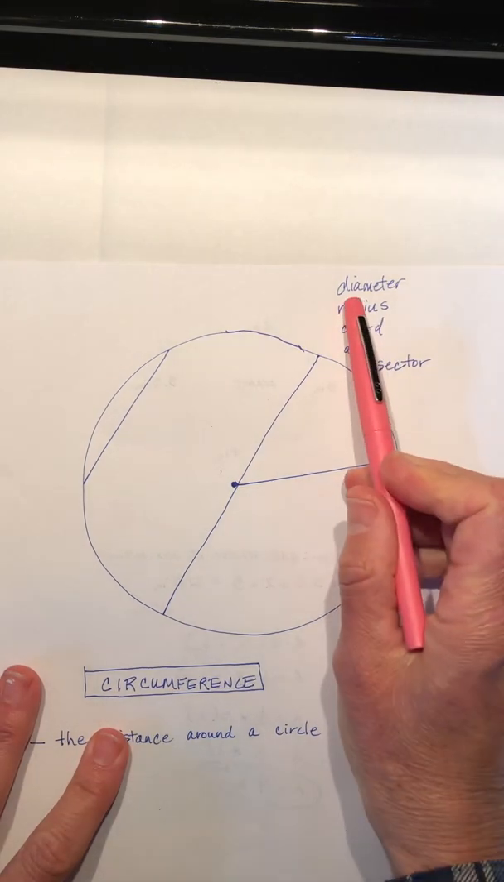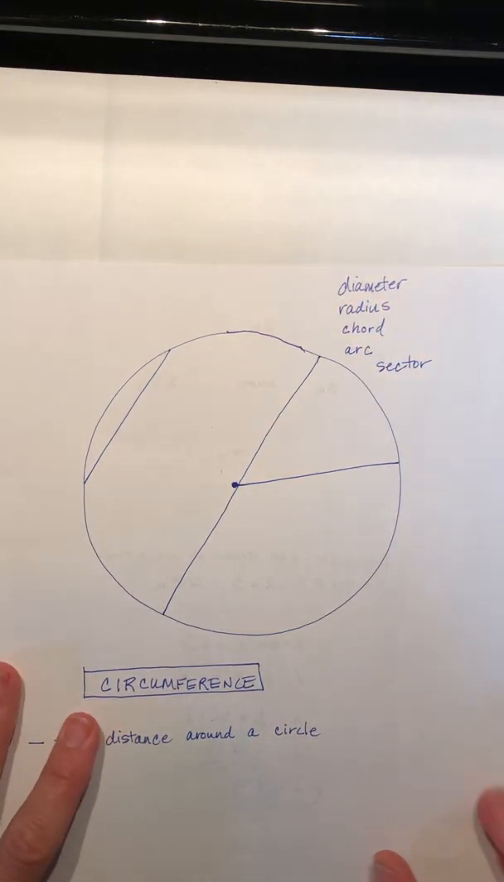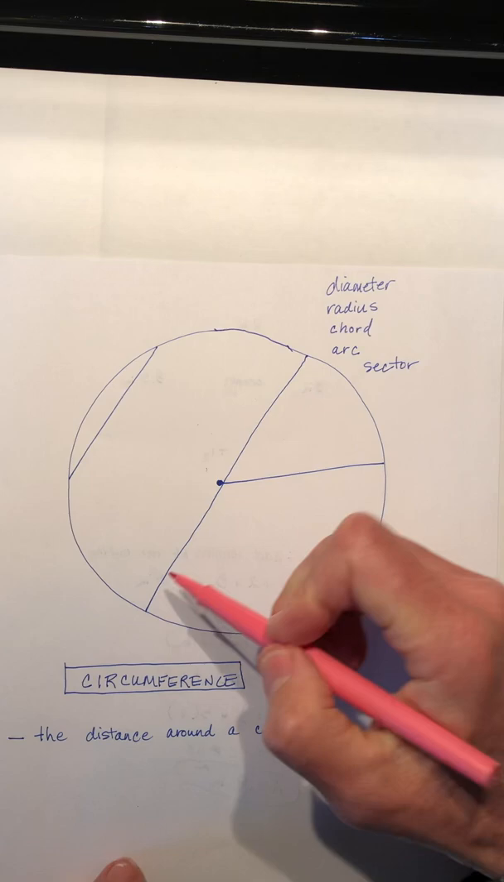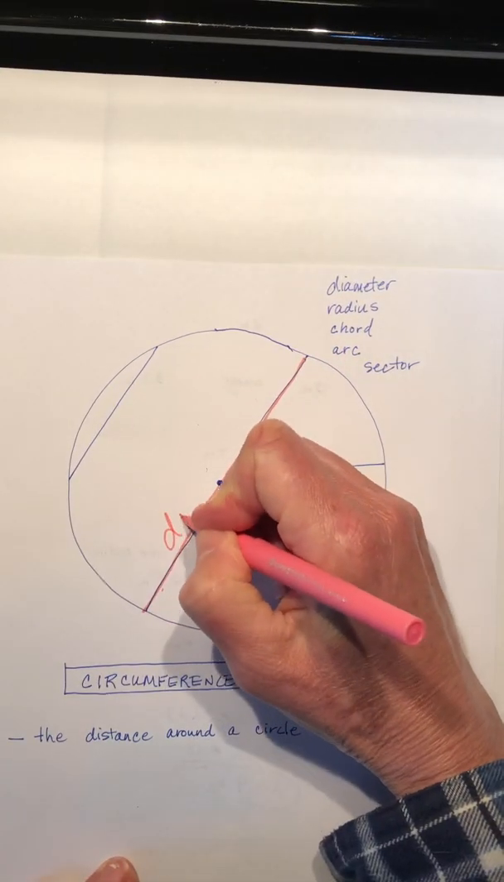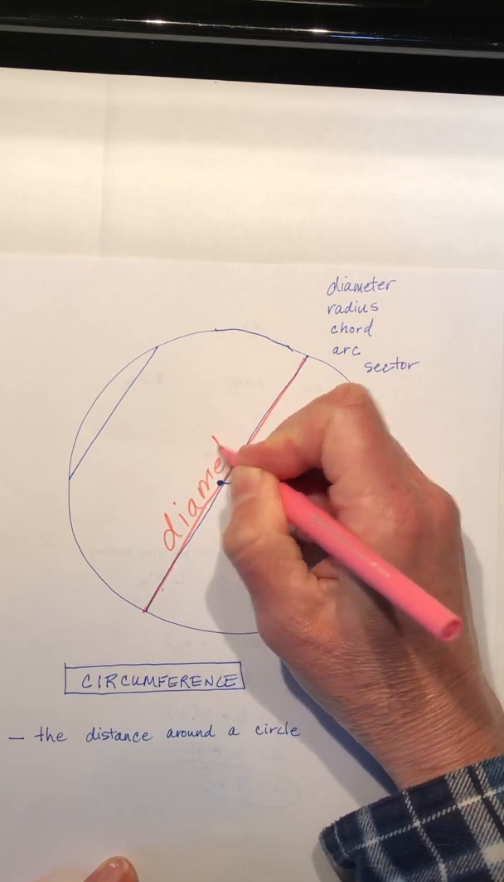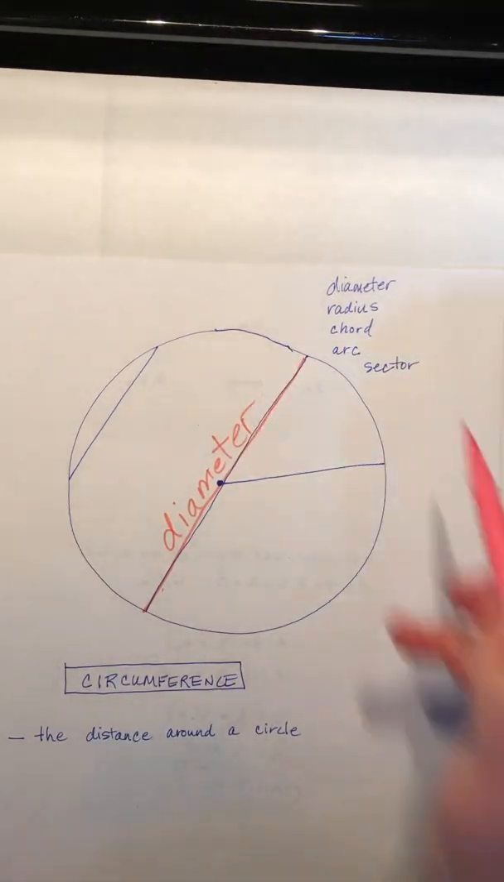So let's look at these in turn. So here's the word diameter. Diameter is the one that stretches all the way across. That right there is the diameter.